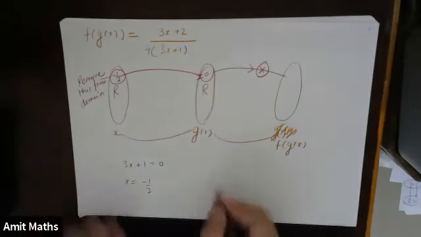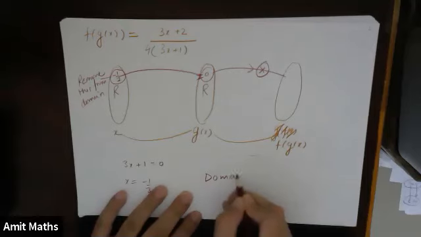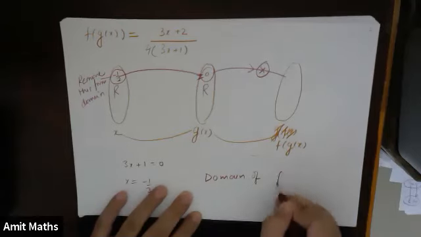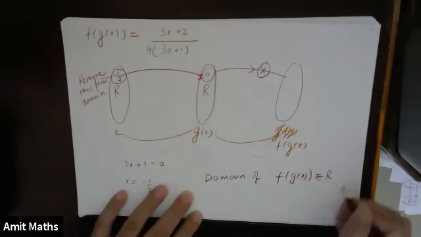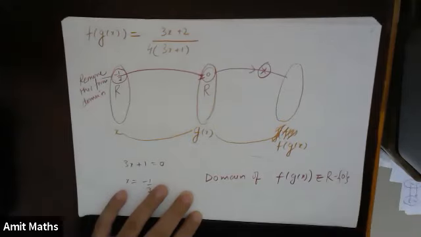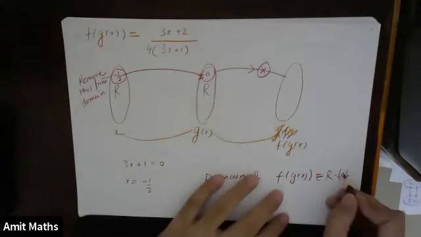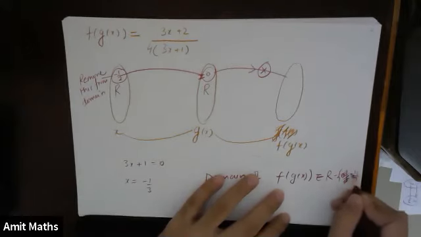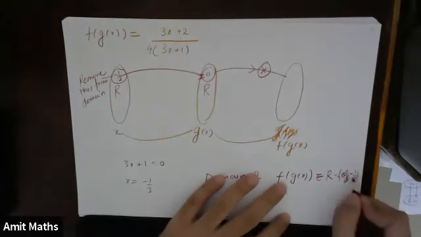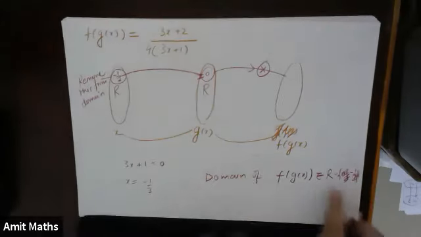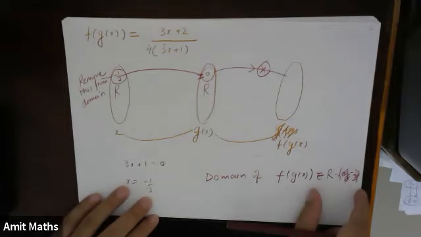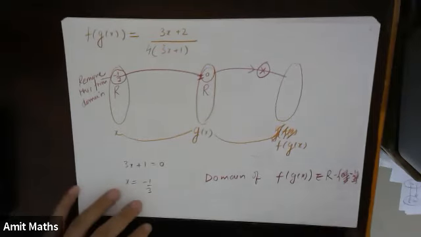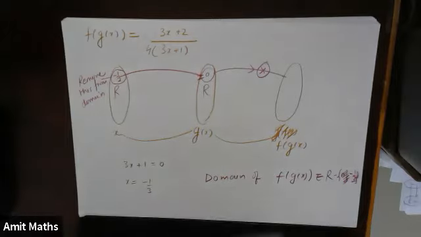Fine. So that means the domain of f of g of x will belong to real minus 1 by 3. That means I will remove minus 1 by 3 from the domain. Okay, fine. Very good.